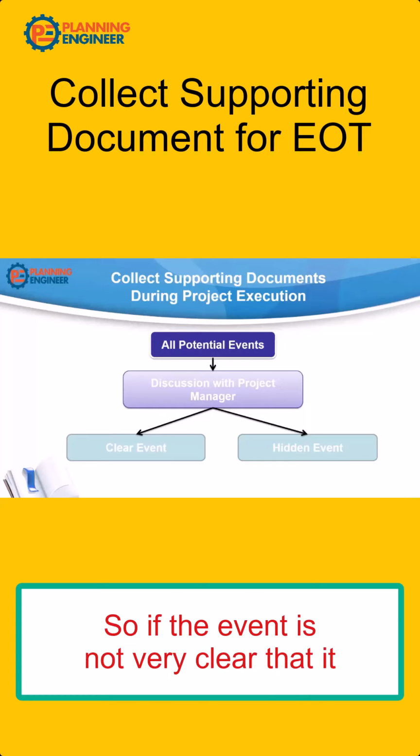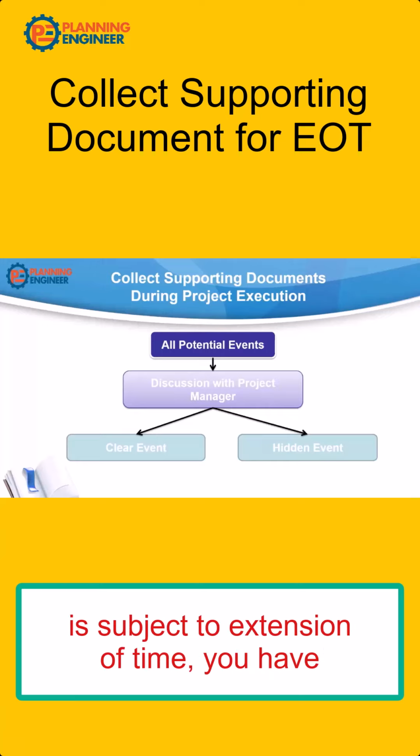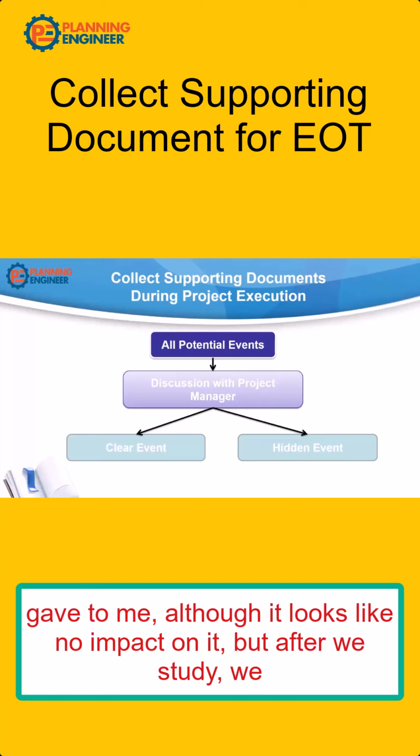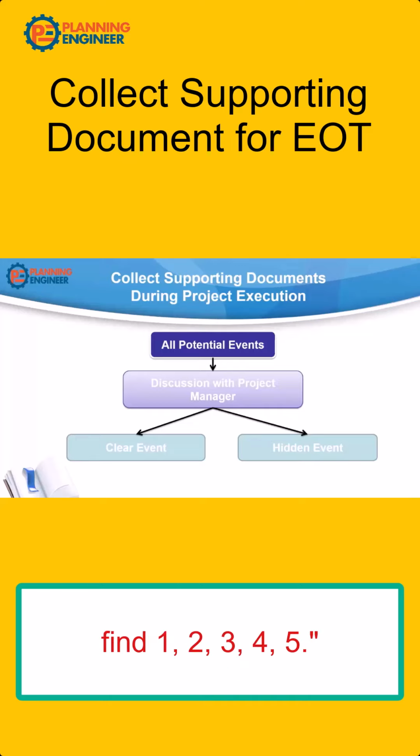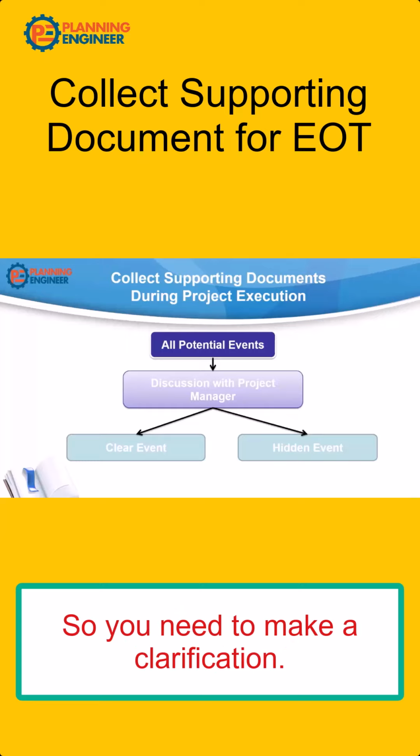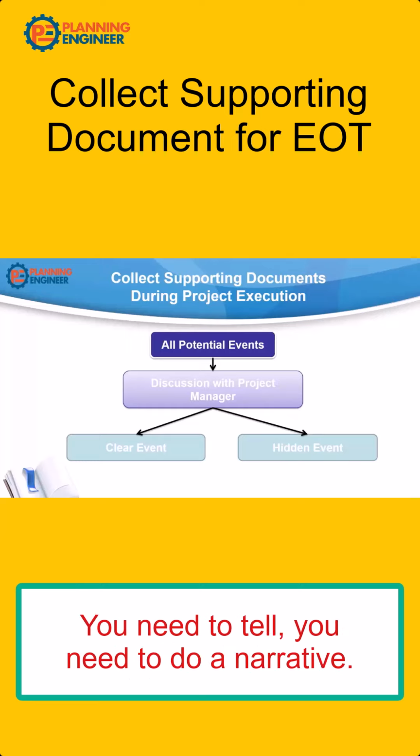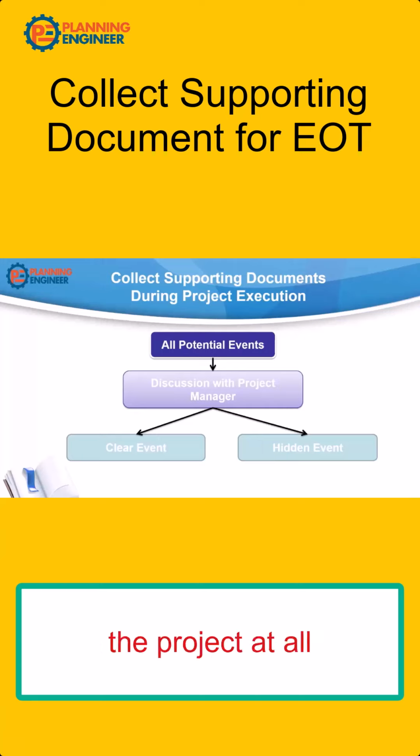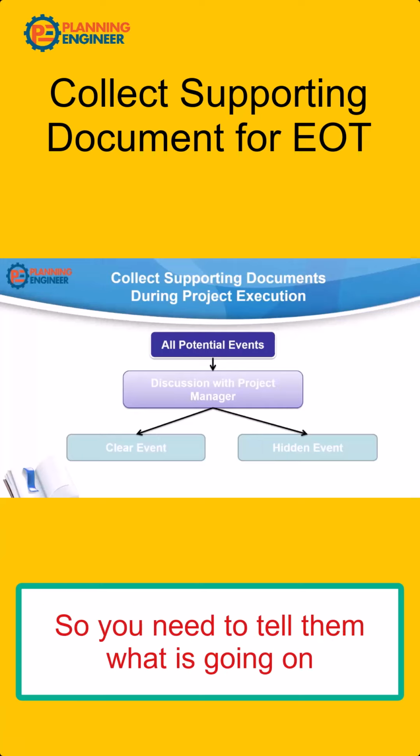So if the event is not very clear that it is subject to extension of time, you have to tell the client or the consultant something like, hey, this is this instruction you gave to me, although it looks like it has no impact, after we studied it we found 1, 2, 3, 4, 5. So you need to make a clarification, you need to do a narrative. Also, people who are reviewing this extension of time may not be involved in the project at all, so you need to tell them what is going on.